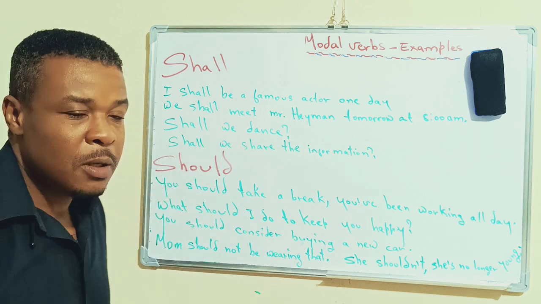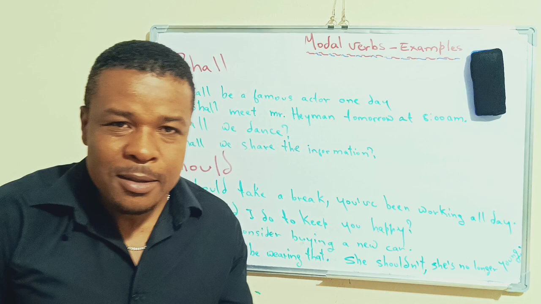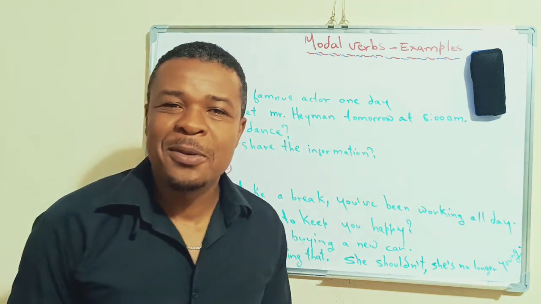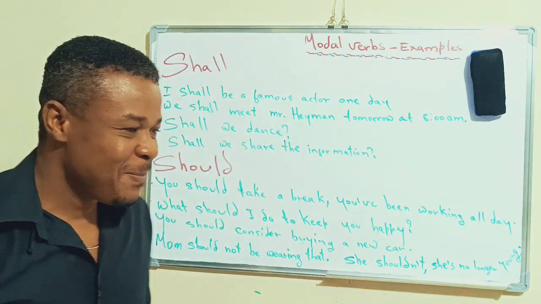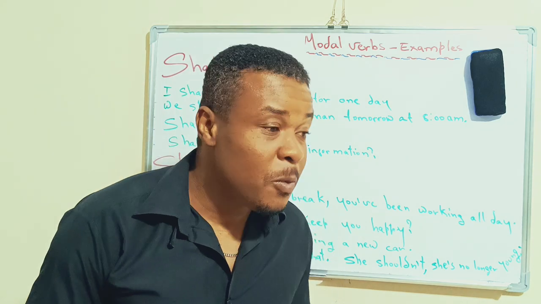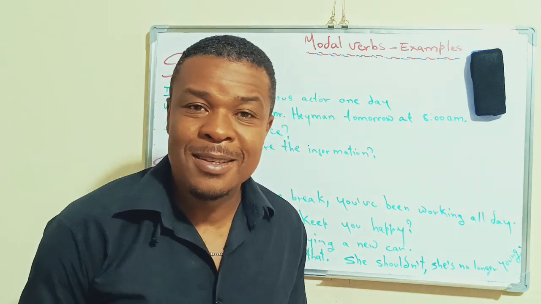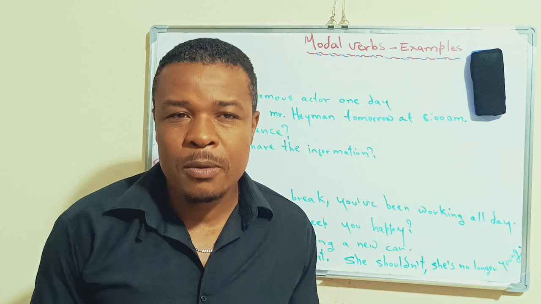Shall we dance? For example, como, ¿verdad? En algún lugar con, shall we dance? You see? O sea, ¿podemos bailar? Shall we dance? ¿Podemos bailar? Es como, ¿verdad?